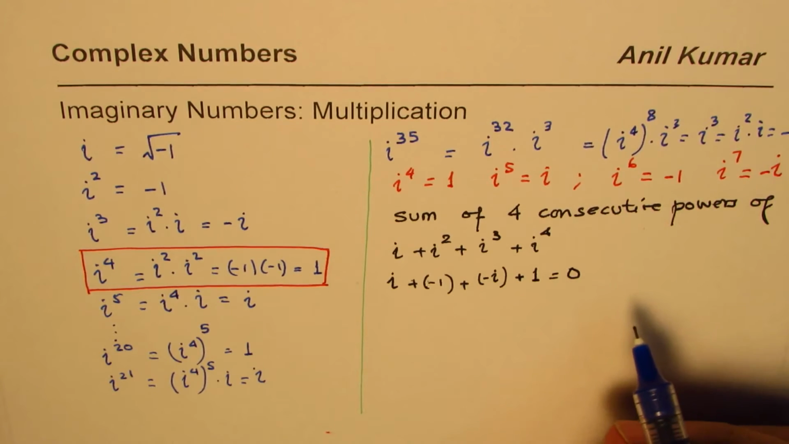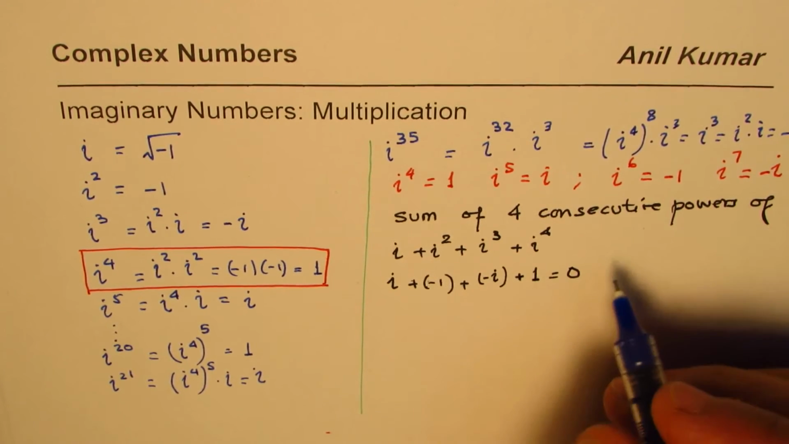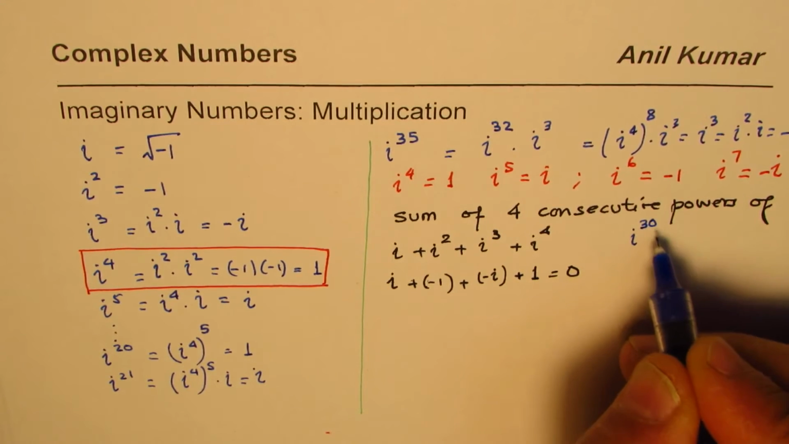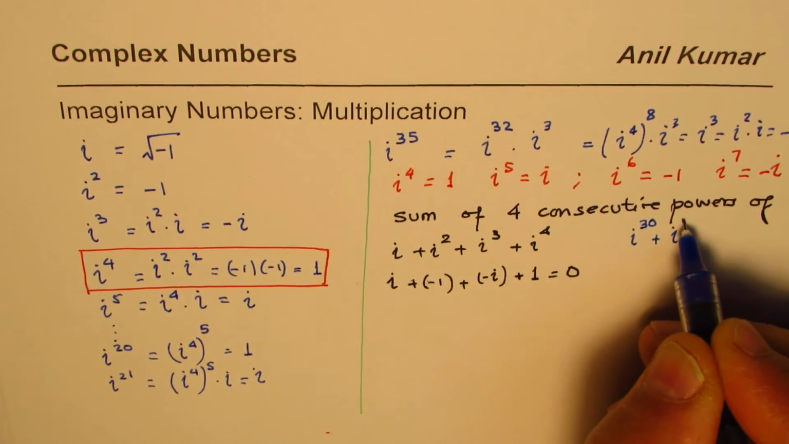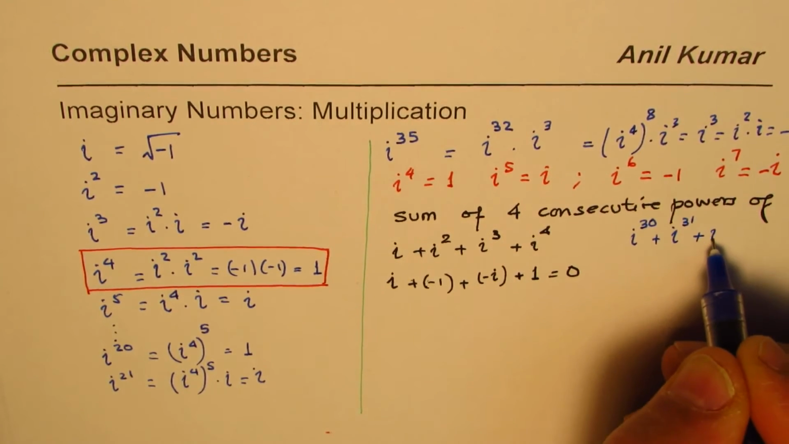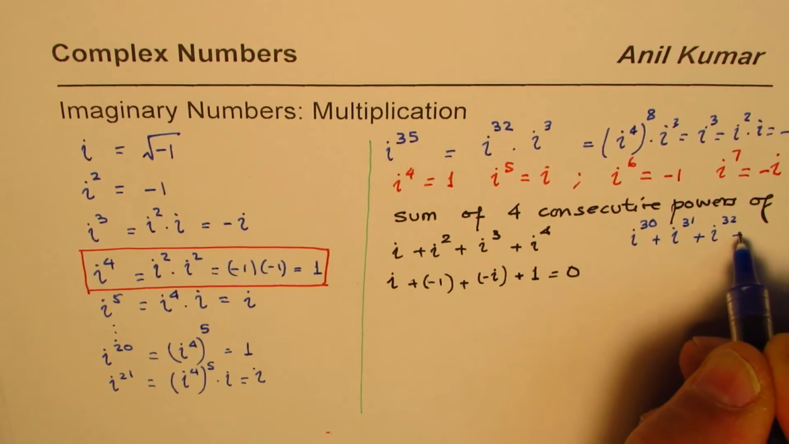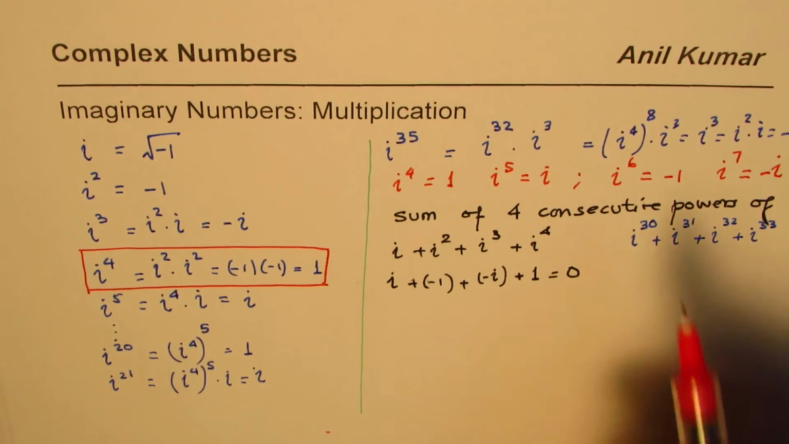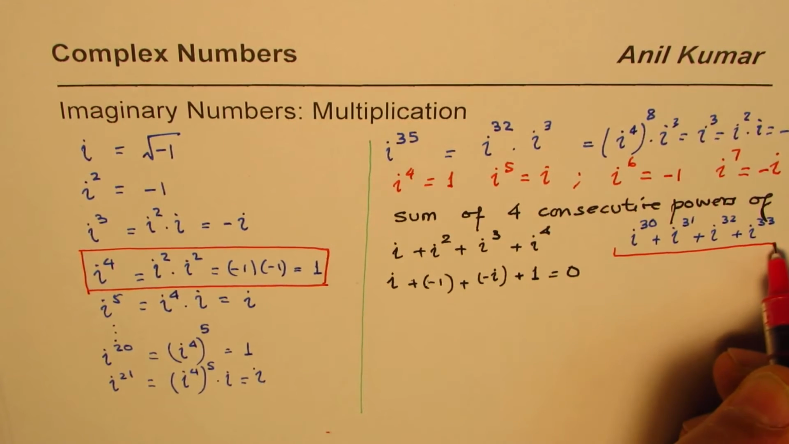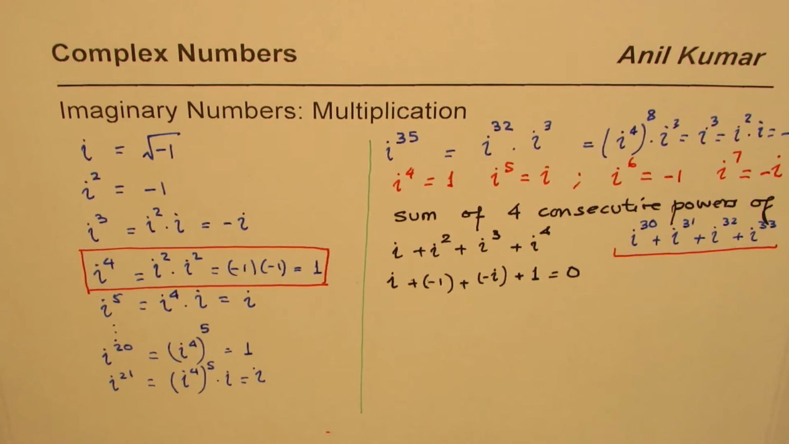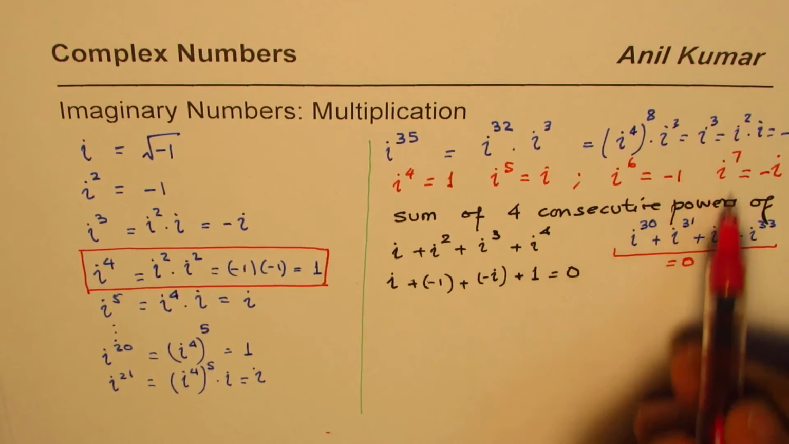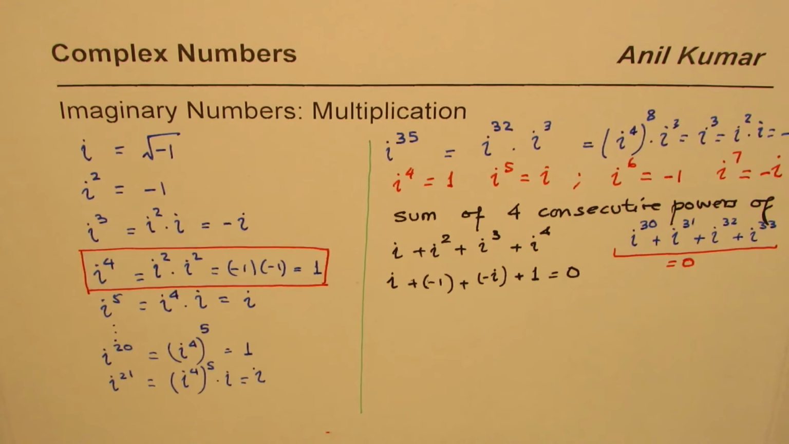Let me take any other powers and you can explore on your own. For example, what is i to the power of 30 plus i to the power of 31 plus i to the power of 32 plus i to the power of 33? So if you take any 4 consecutive terms with i, their sum is always going to be equal to 0, right? So you can evaluate powers and check for yourself.